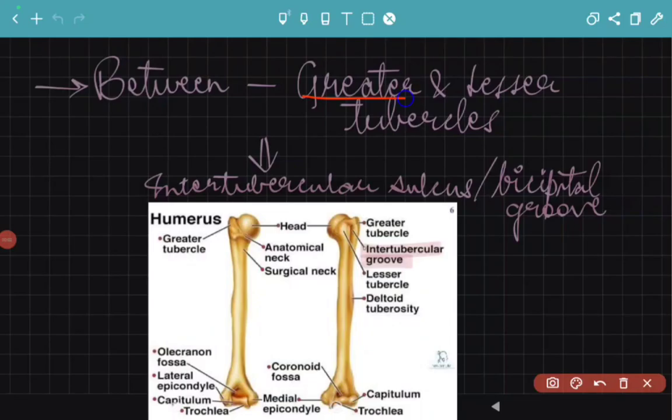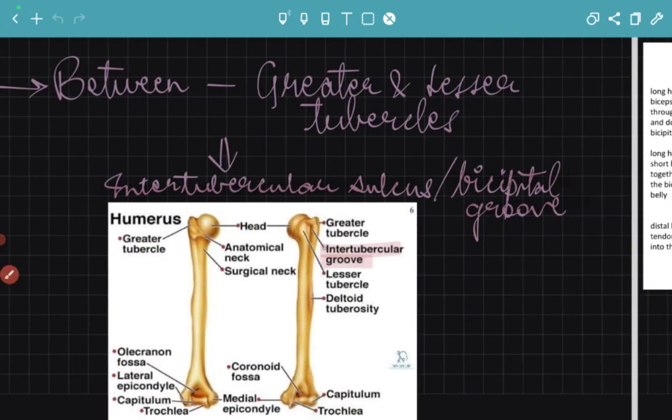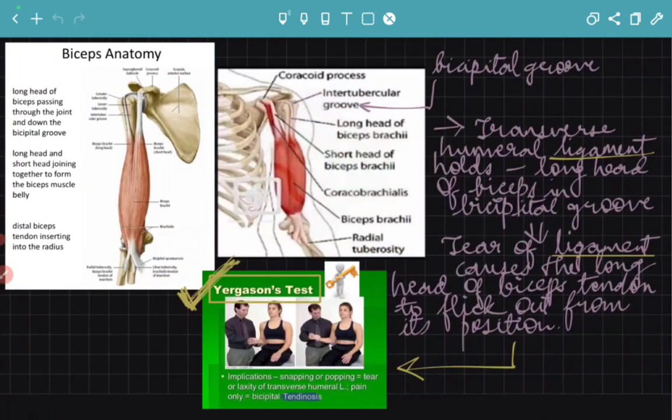We saw the greater and lesser tubercles of the humerus and the muscles attached to it. Between the greater and lesser tubercle, there is intertubercular sulcus or the bicipital groove. Now, what's in the bicipital groove? Let's have a look into it.